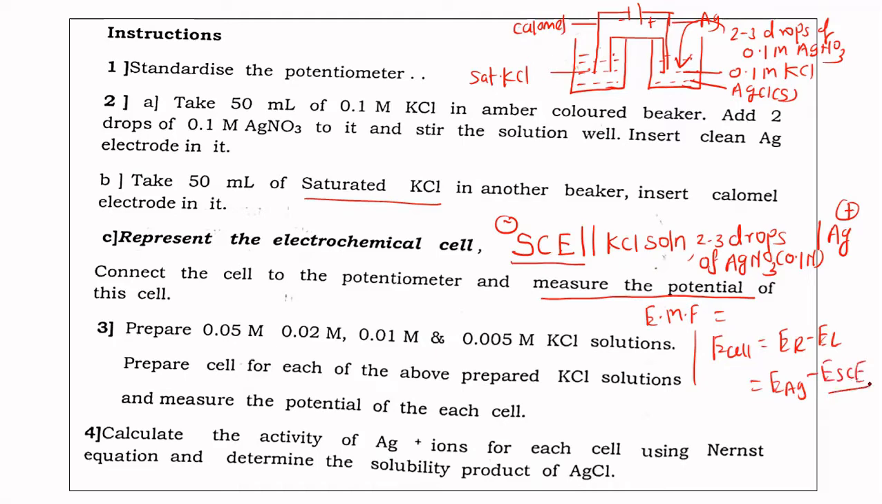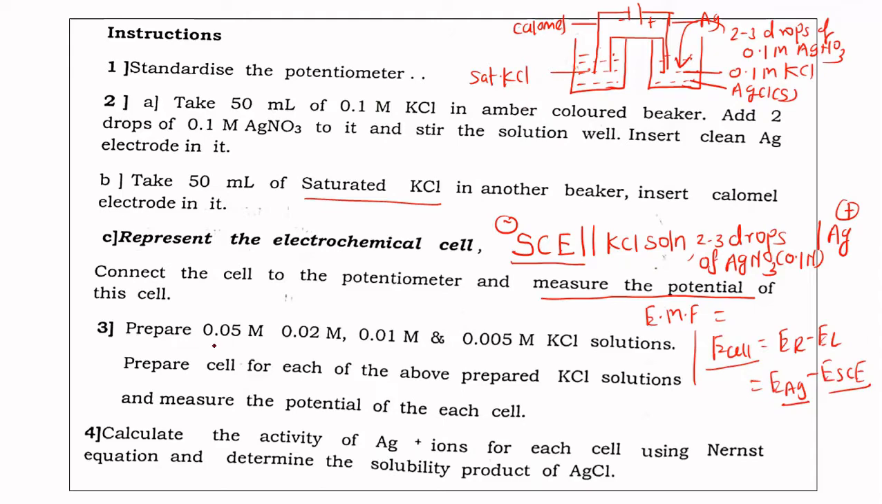So we know the potential of the calomel electrode because it is a reference electrode, and we can determine the potential of the silver electrode. So by measuring the EMF of the cell in this experiment, we can determine the potential of the silver electrode, and with the help of that potential, we can determine the solubility product.